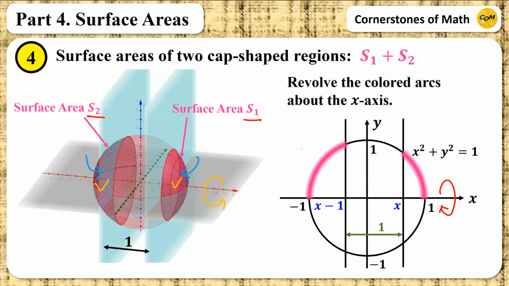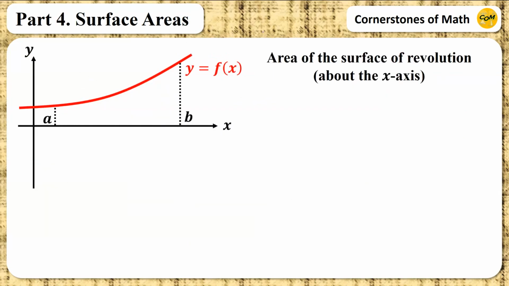That is, we take these two arcs, which are parts of the circle. If we revolve these arcs about the x-axis, we obtain the surfaces. So the question is, what is the formula for this? I mean, is there a formula for the area of the surface of revolution formed by revolving the graph y equals f(x) about the x-axis from x equals a to x equals b?